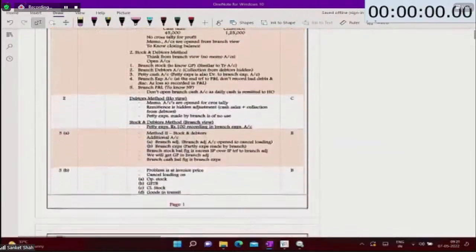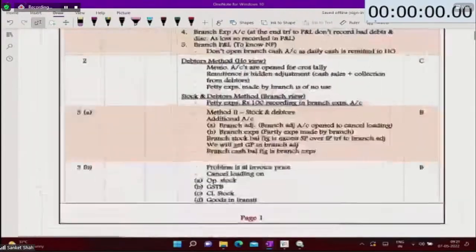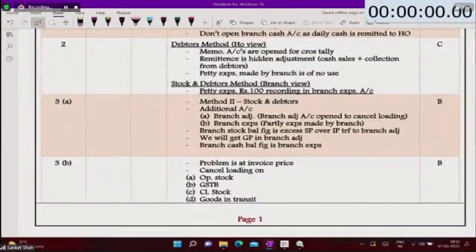See, first question index over. Second question index. Second is your homework, beta. Now, second question is your homework. Three and 3B index is given.